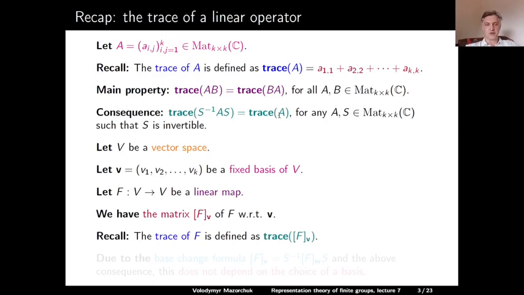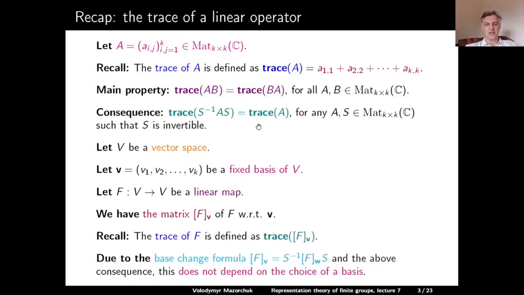Of course, there is a choice involved. The matrix depends on the choice of the basis, but because of the previous discussion and due to the base change formula, the matrix of the linear operator F in a different basis has the form S inverse times the matrix of F in the original basis times S, where S is the transformation matrix between the two bases. So due to the properties of the trace, it doesn't really depend on the choice of the basis.